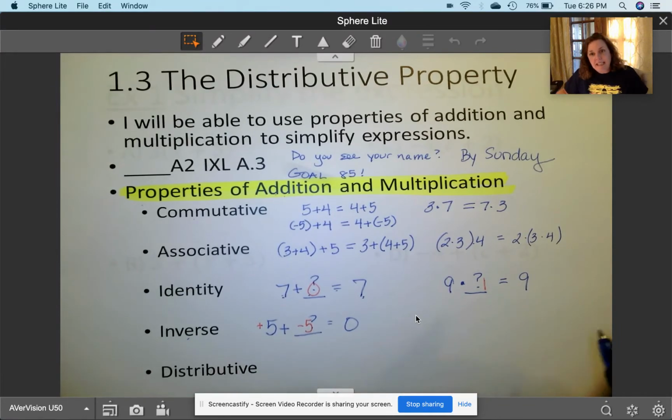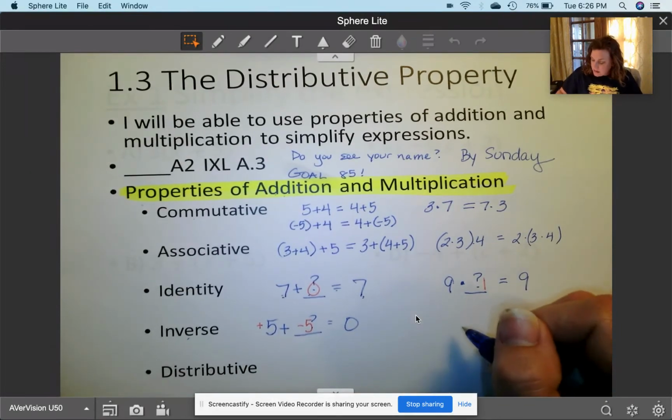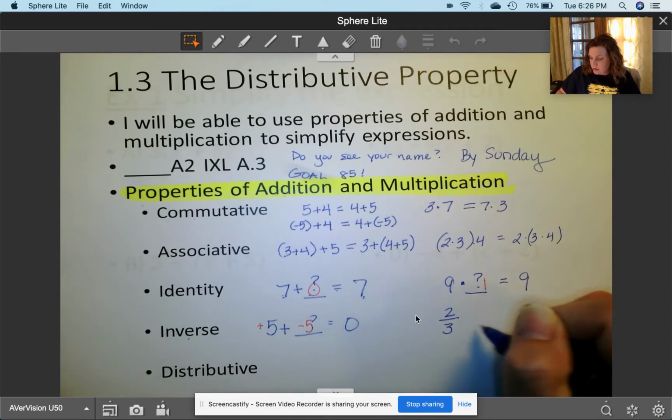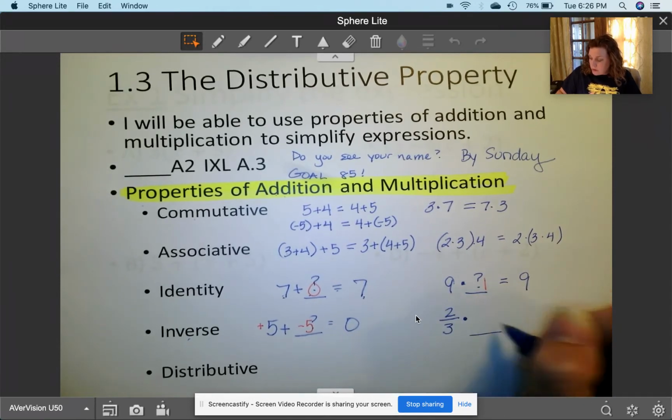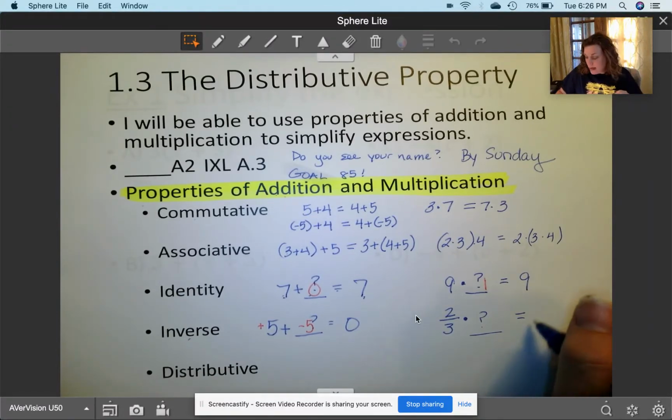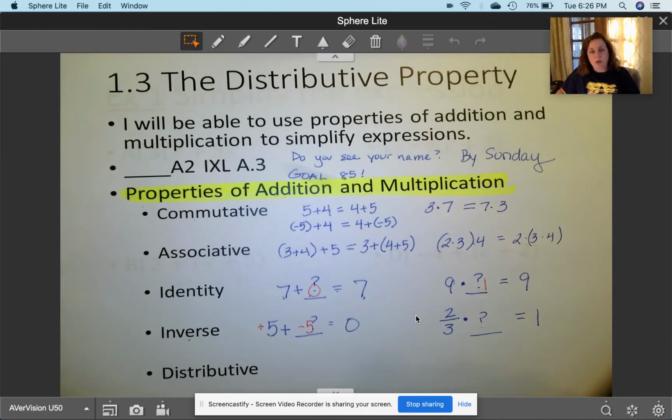The multiplicative inverse says if I have, I'm going to use a fraction, 2/3, what can I multiply to it so that it multiplies and sort of reduces itself away? And it doesn't go away particularly. It becomes a 1. It turns into a 1. So 2/3 times what would give me a 1? The multiplicative inverse is also known as the reciprocal.